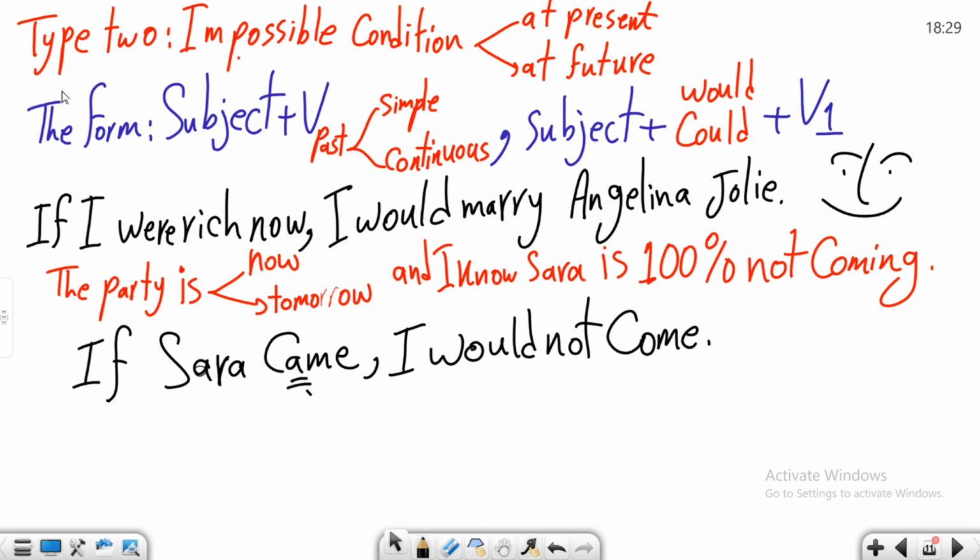We took some examples, and today, my friends, we are going to start talking about type 2. Opposite to type 1, type 2 talks about impossible conditions at present or in the future.